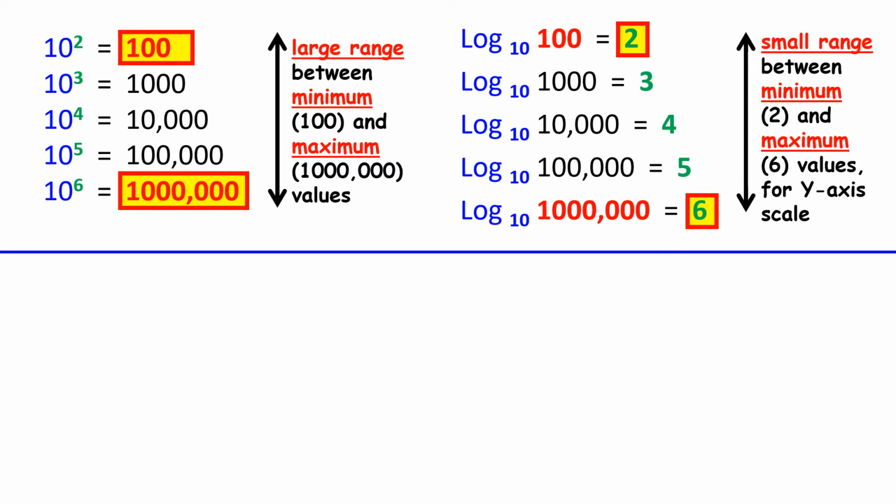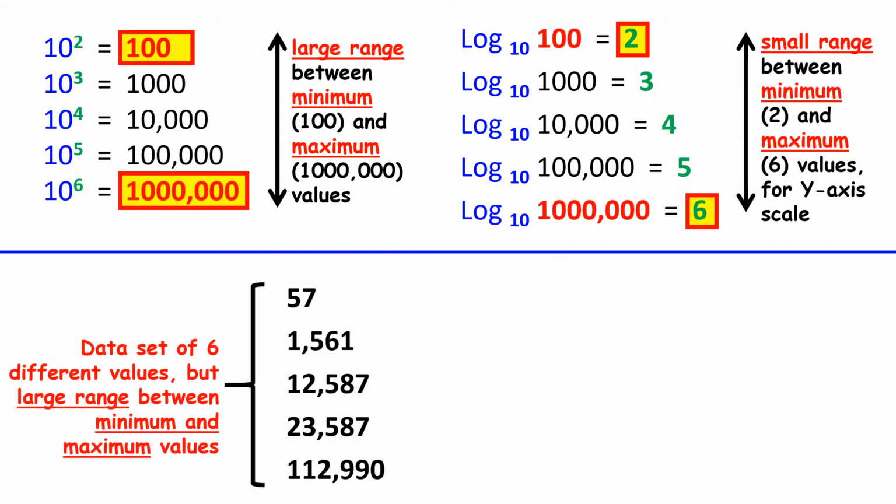Now it doesn't have to be 100, 1,000, 10,000. We could get a data set obviously with slightly different numbers. So it might be 57 bacteria, 1,561 bacteria, 12,587 bacteria, etc. But we can still see that of these 6 data values at the bottom, there's a big range from 57, which is the minimum, up to 112,990, which is the maximum. There's a big difference between the minimum and the maximum values.